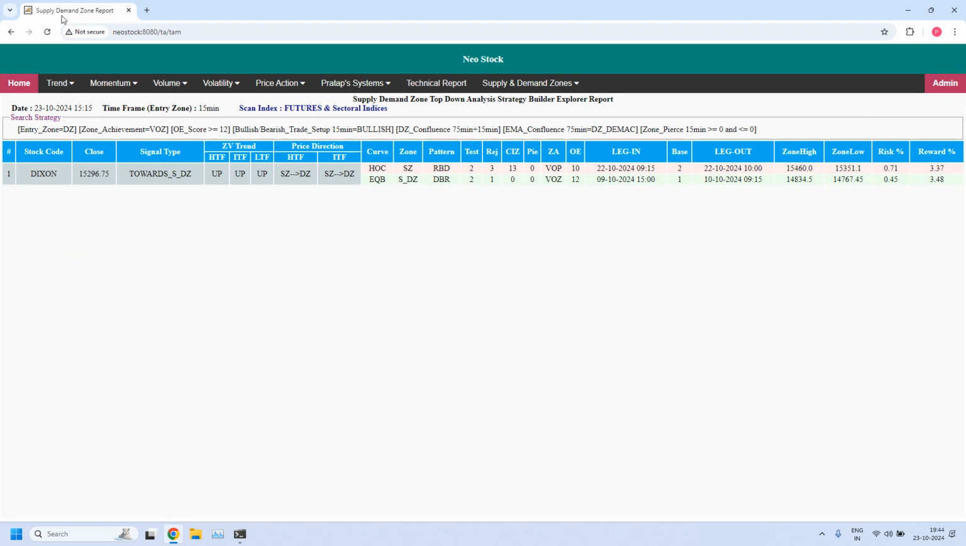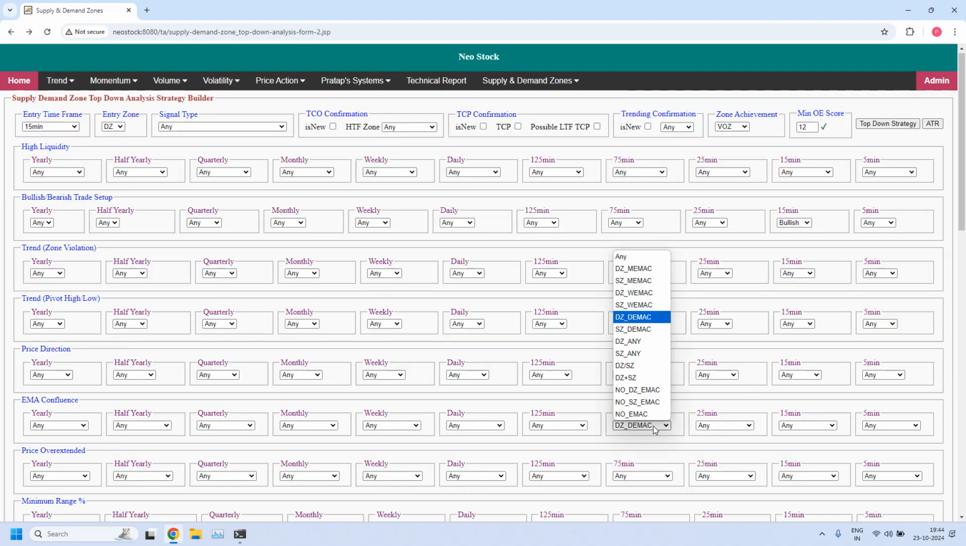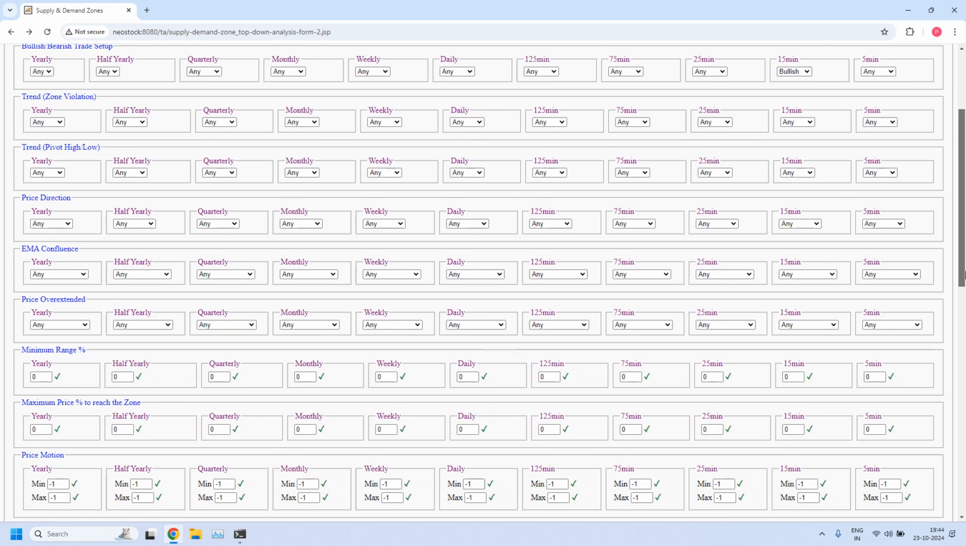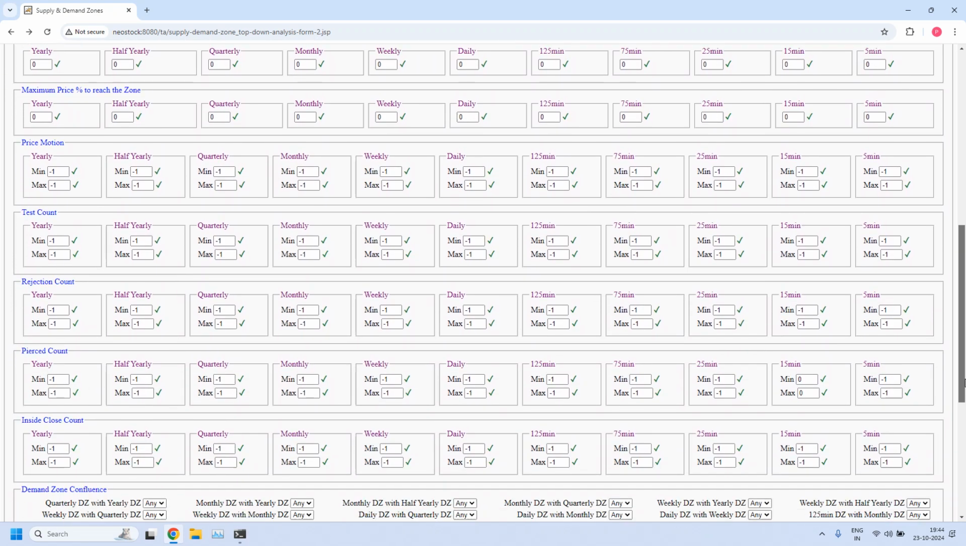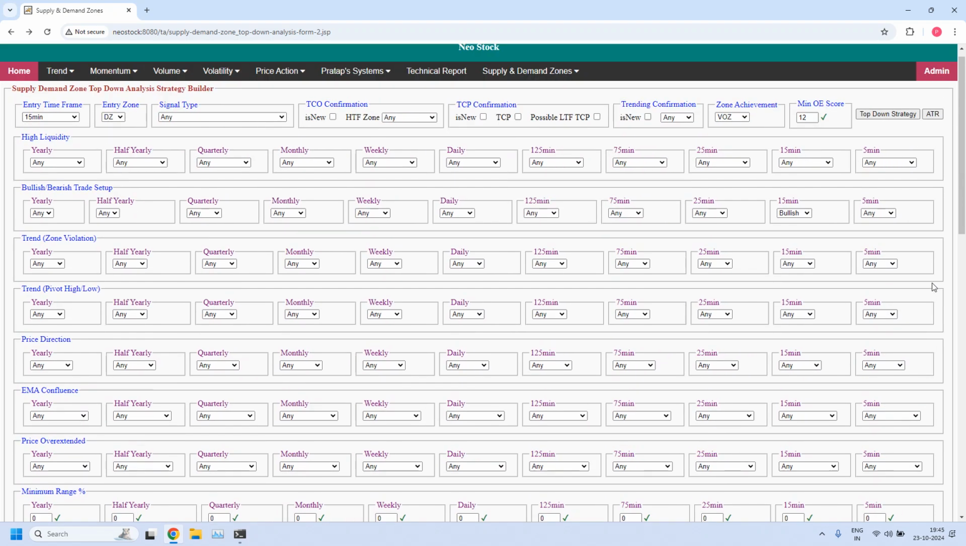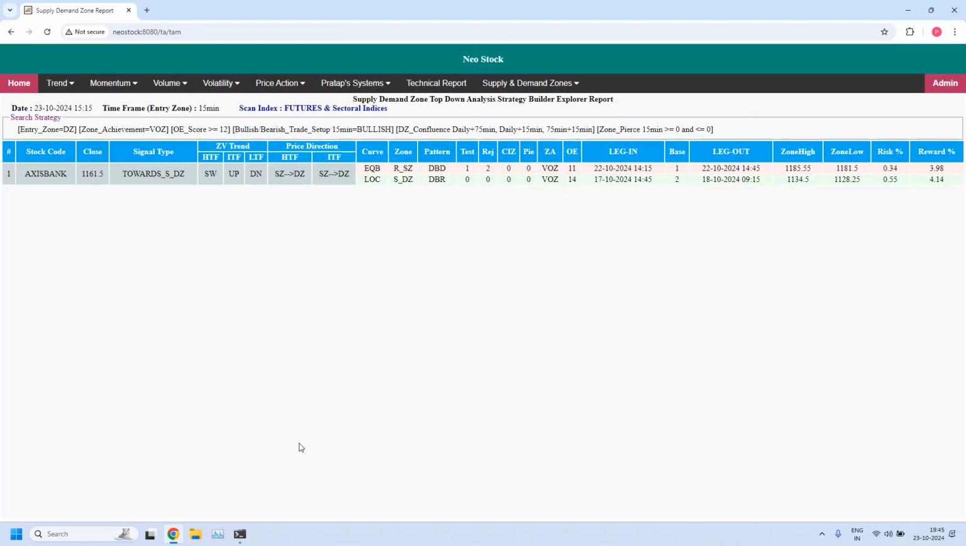Okay, next let us look for LTF, ITF, HTF confluence. I removed EMA filter. Without EMA filter, LTF, ITF confluence, earlier we got two stocks. So out of these two, how many are having even HTF confluence? 3 filters we should add. Already one filter is added, that is 15 minutes demand zone with 75 minutes demand zone confluence. Next filter, 15 minutes demand zone with daily demand zone confluence, and 75 minutes demand zone with daily demand zone confluence. With all the 3 filters, LTF, ITF, HTF demand zone confluence, we got only one stock.